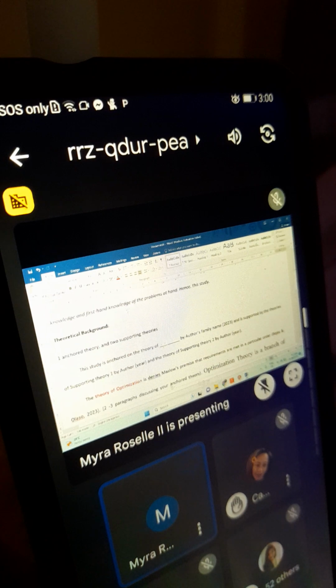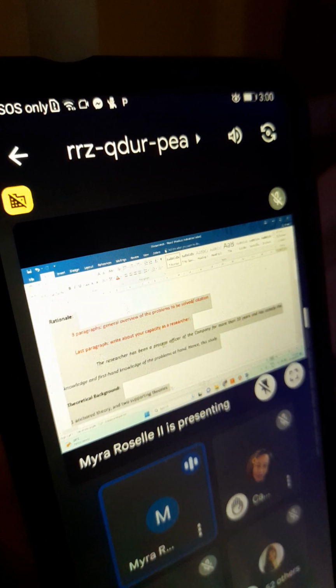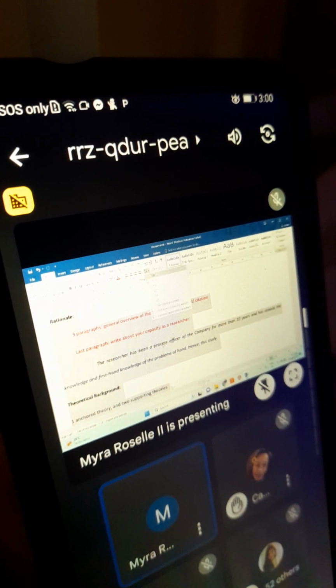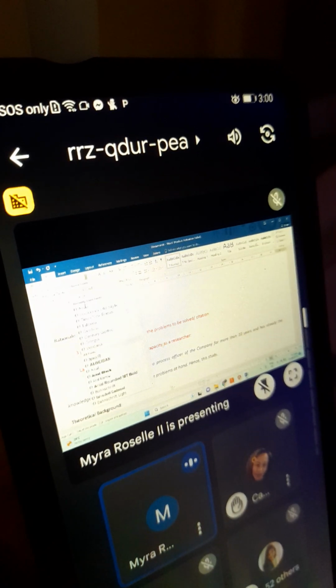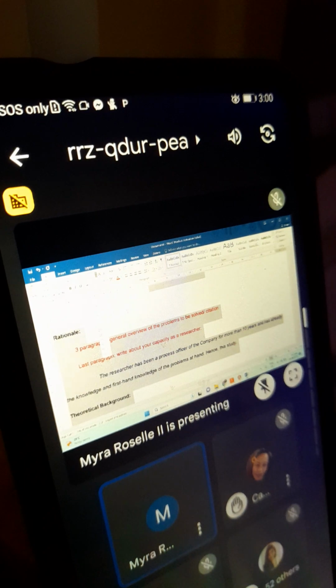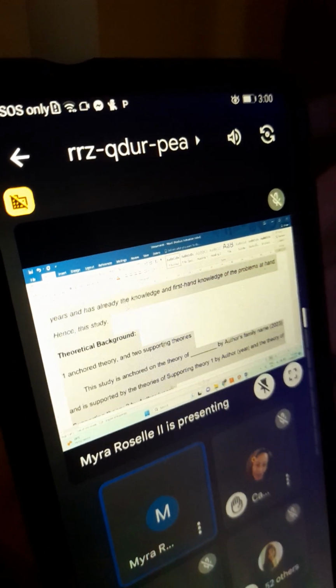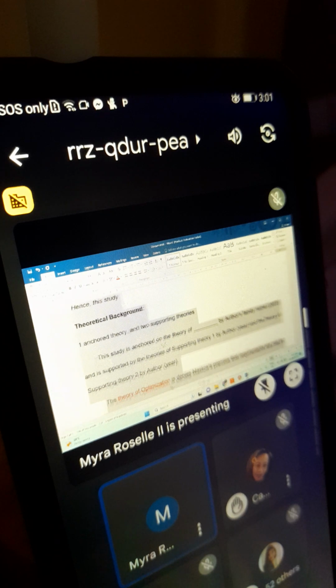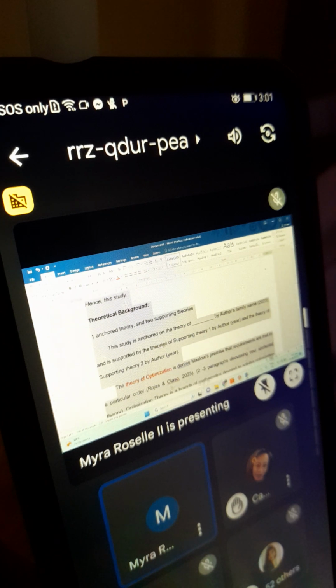Okay, Control A, double space, Arial 14. Okay.